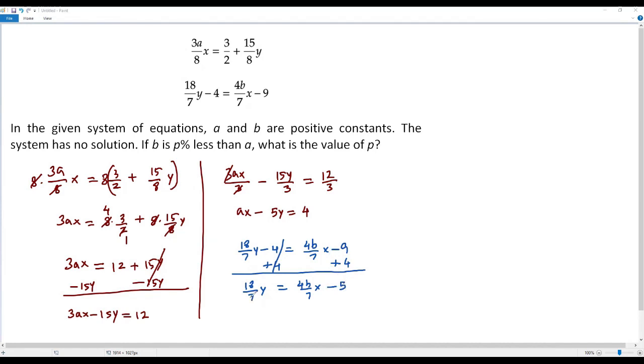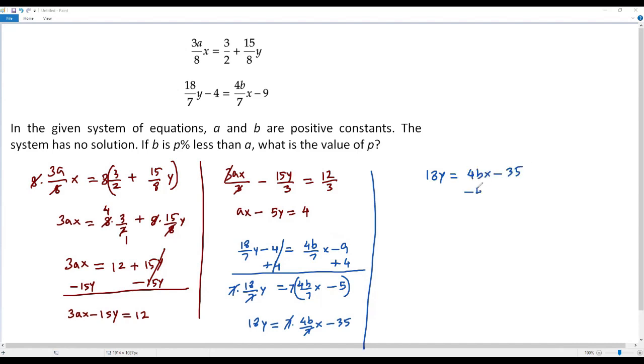Here we find 7 as the denominator on both sides of this equation. To get rid of the denominators, we can multiply both sides of this equation by 7. Okay, let me do it. On the left side, this 7 will cancel out. I'm getting 18y equals, we can distribute this 7 to this one and this one. Then I'm getting 7 times 4b over 7 times x. 7 times negative 5 is negative 35. Here this 7 will cancel out. We get 18y equals 4bx negative 35.